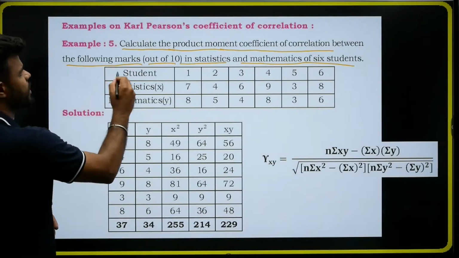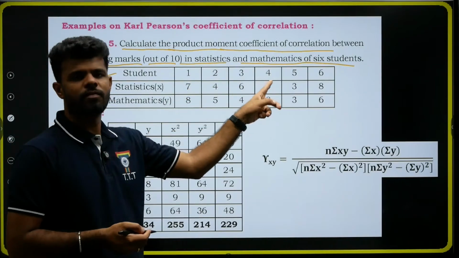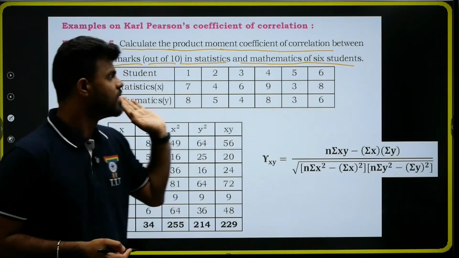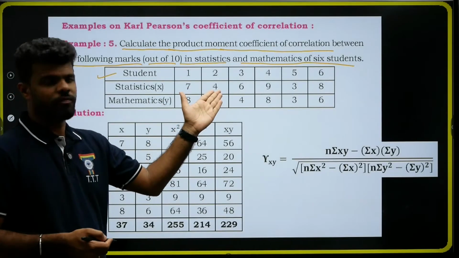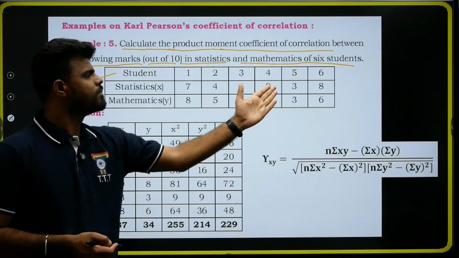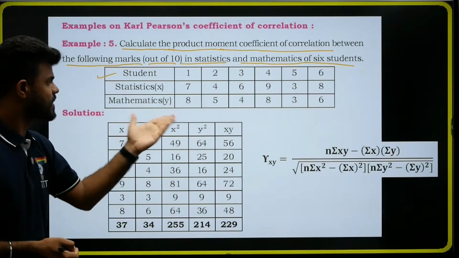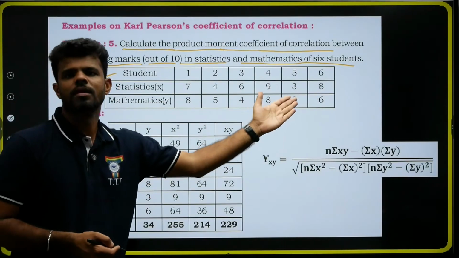So here, the data of the first, second, third, fourth, fifth and sixth students is given. In statistics, the first student got 7 marks, the second student got 4 marks, the third student got 6 marks, then 9 marks, 3 marks, 8 marks. Similarly in mathematics, 8, 5, 4, 8, 3, 6.